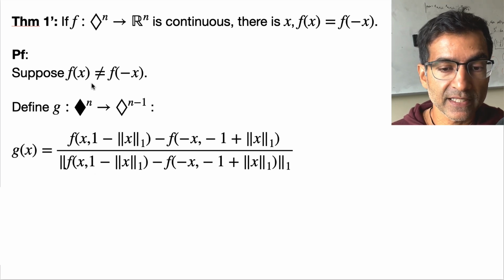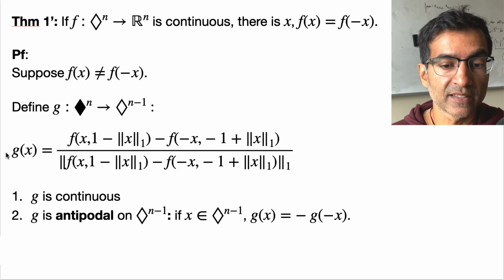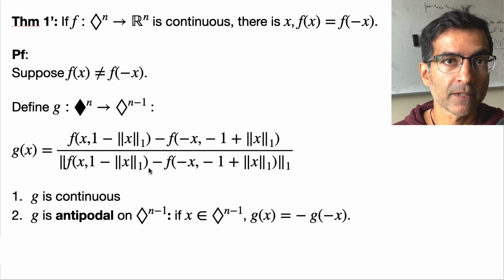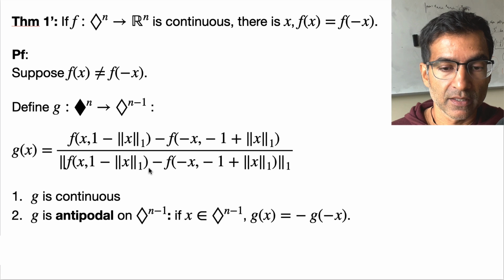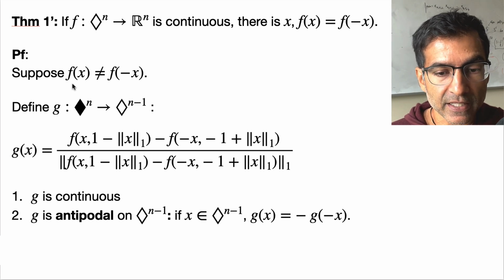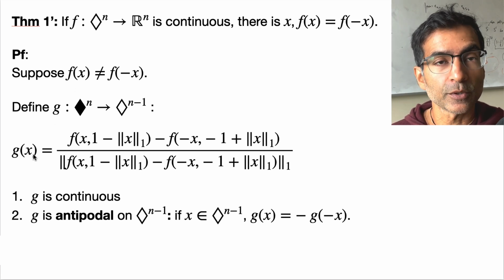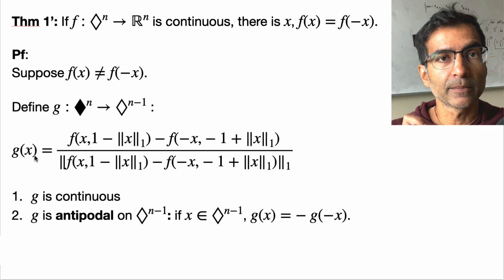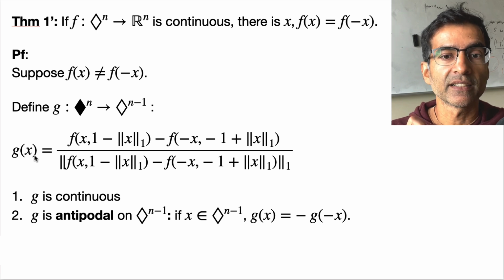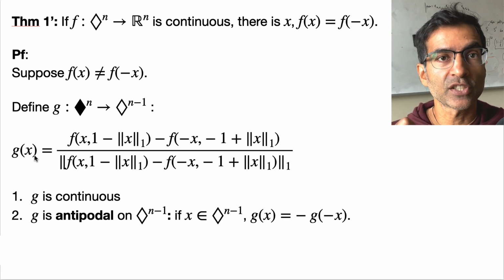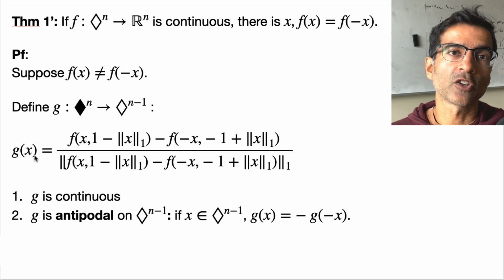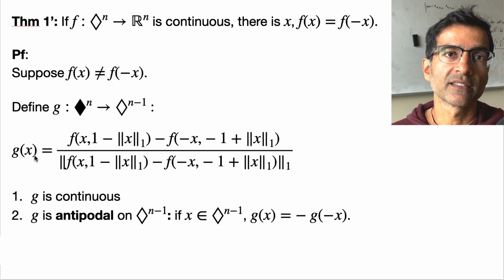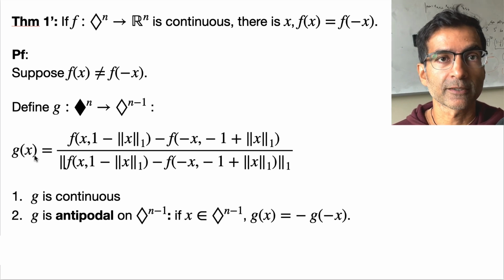Now, because f of x is never equal to f of minus x, this is a well-defined function, right? The denominator here never vanishes. On the other hand, if f is continuous, g is also continuous. When you change x by a little bit, then the inputs to f also change by just a little bit. So the continuity of f implies that g is also continuous.